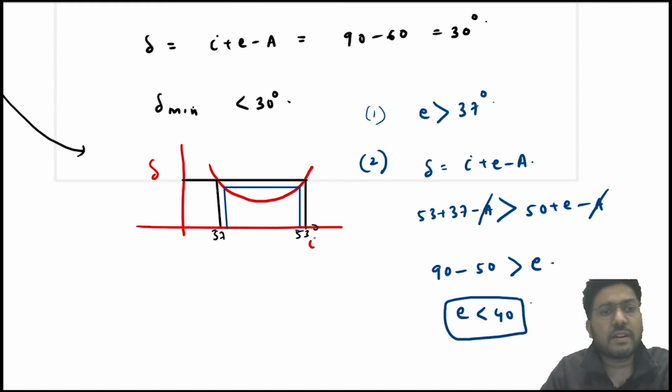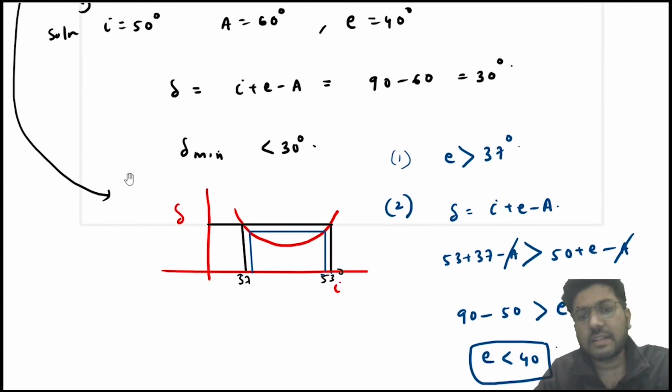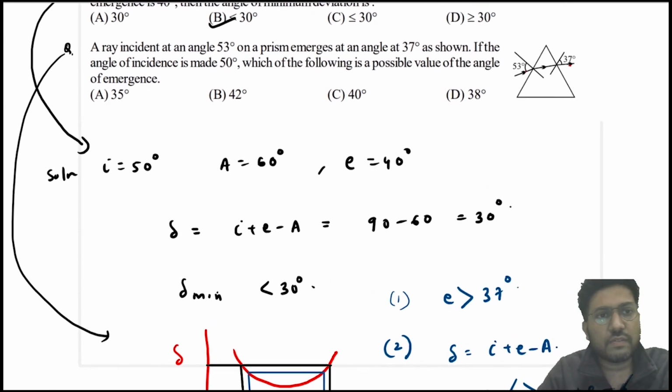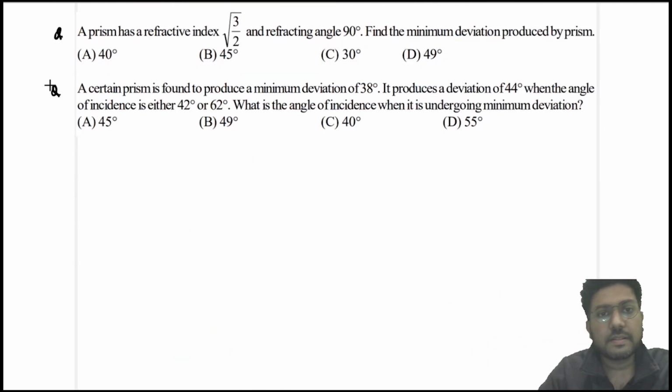So we have one relation where we are saying that e is greater than 37, and the other relation where we are saying that e is less than 40. So if e is less than 40 and greater than 37, then only one option is correct here. So the answer will be 38 degree.